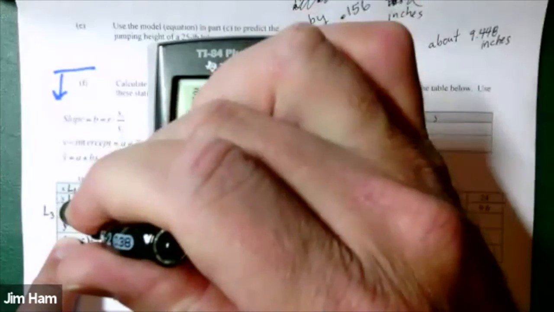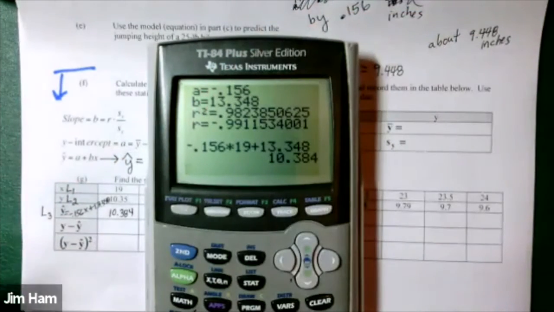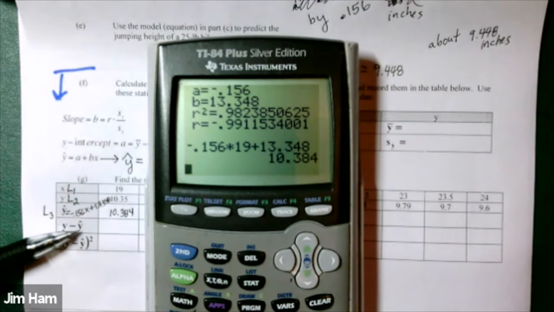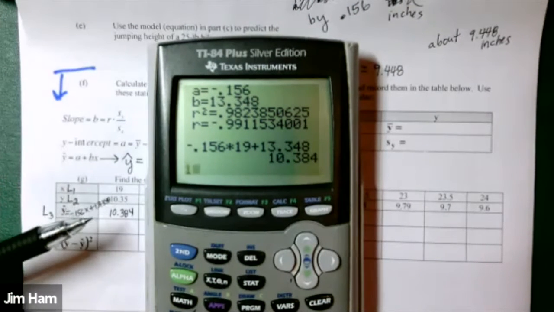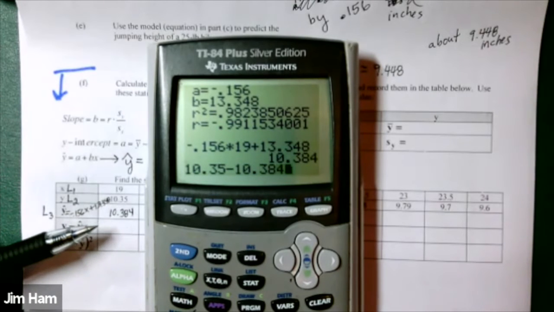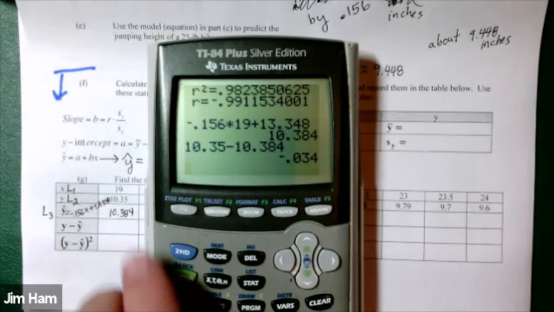Now this next one here, Y minus Y hat, you've got the Y value here, Y value there. You've got the Y hat value there. This says to subtract those two. Let's see if we can do that. Y there, Y hat there. Take Y and subtract Y hat. So take this number, 10.35, and subtract the 10.384. And there's the number, negative 0.034.